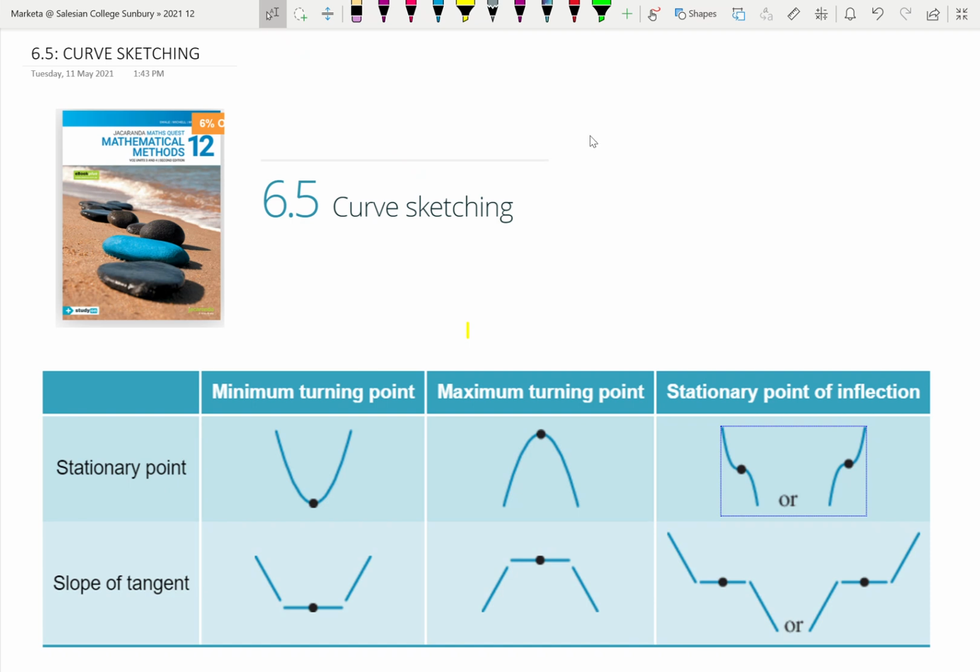Hi everyone, today I'm going to be doing the worked examples from exercise 6.5. So it's curve sketching from your JacPLUS Year 12 textbook.